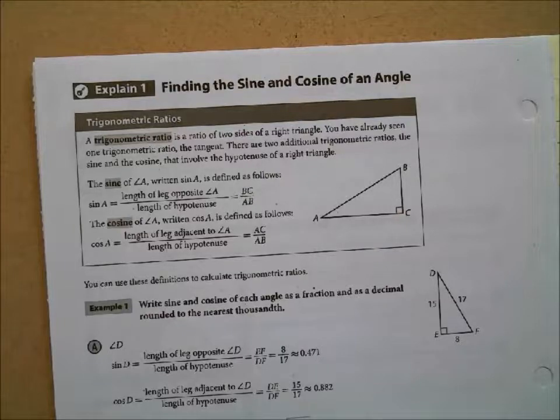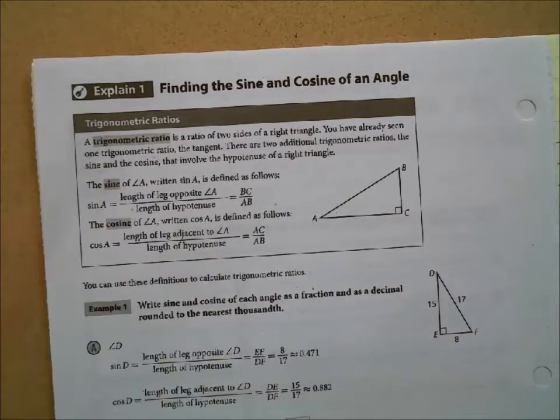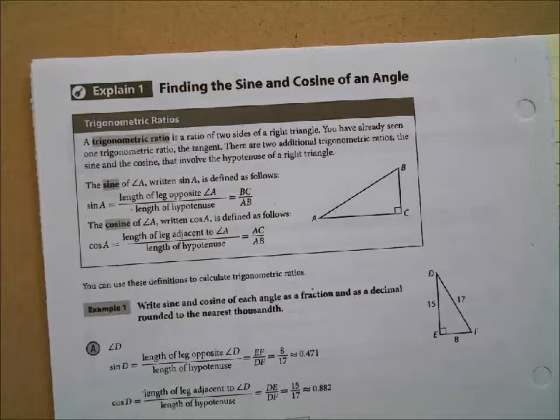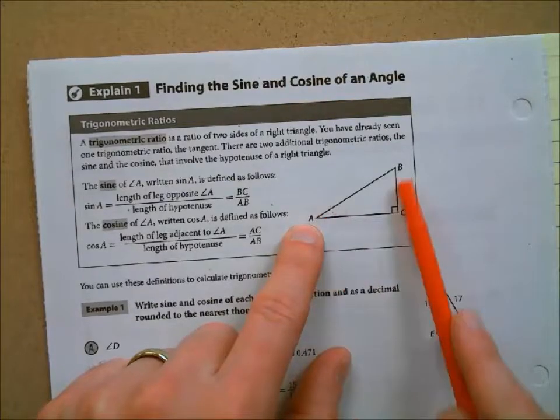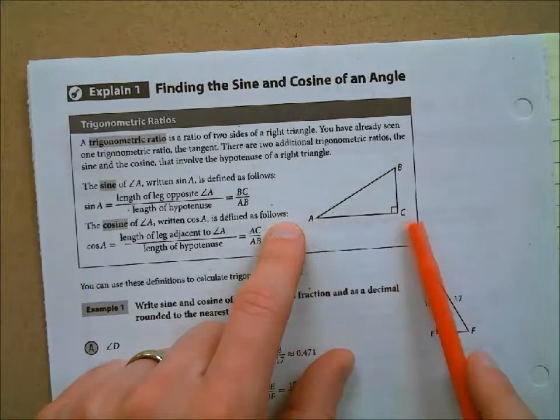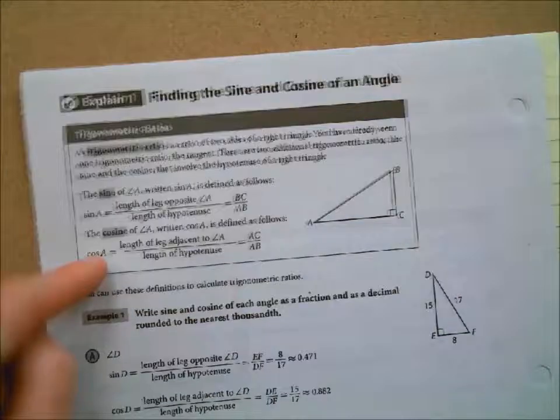Sine and cosine both involve using the hypotenuse of the right triangle. Tangent ignored the hypotenuse. If there was angle A, tangent of angle A would be the opposite leg, BC, over the adjacent leg. Always focused on the legs. Sine and cosine use the hypotenuse.